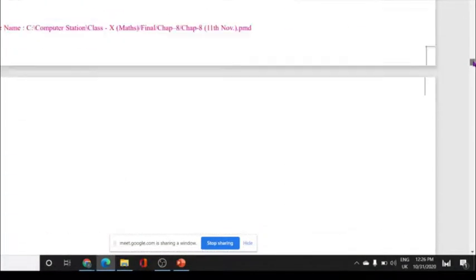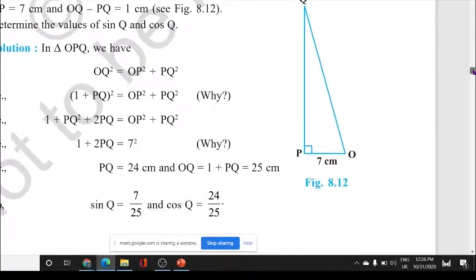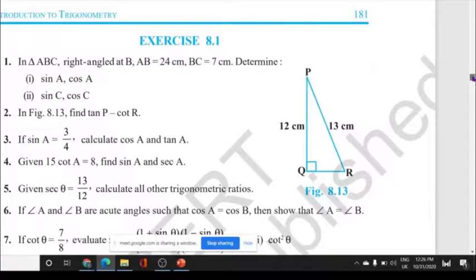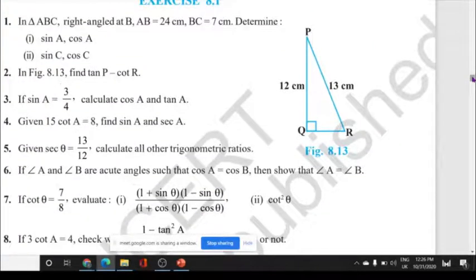Hello children, are you getting my point? Ma'am, it will be proportional all the time when we increase or decrease. Yes, it has to be, because it is a right angle triangle. The angle is not changing. Therefore, it has to be.